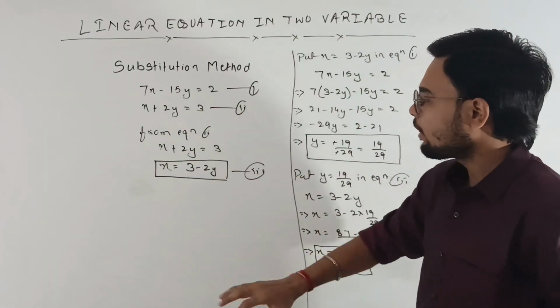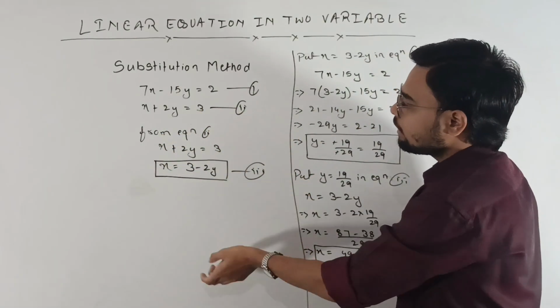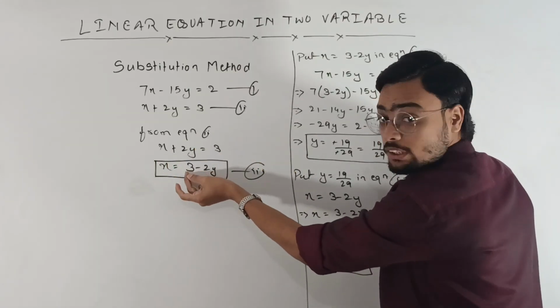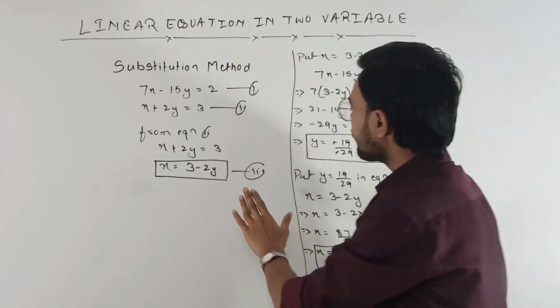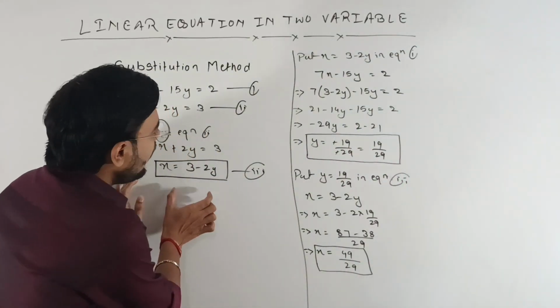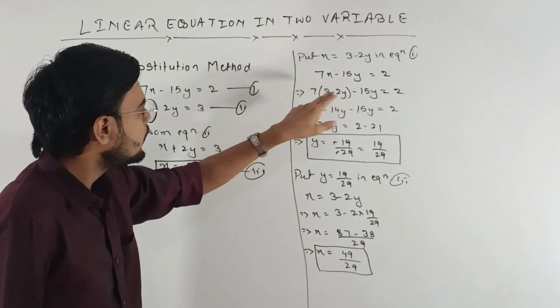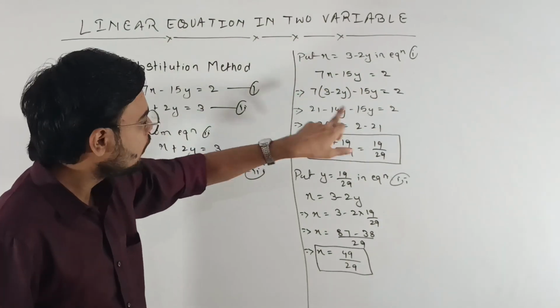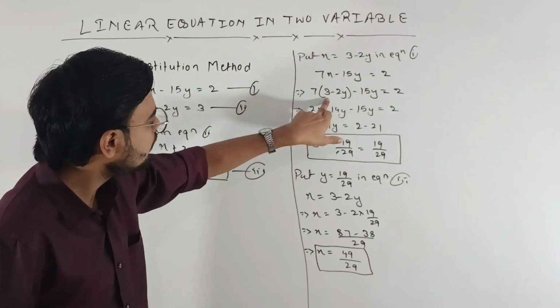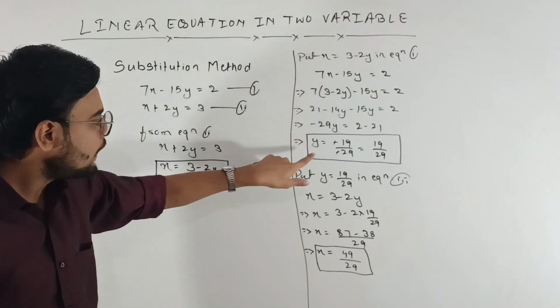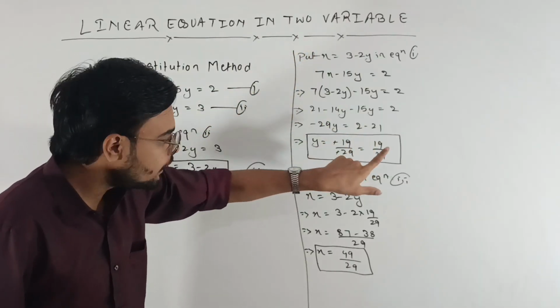Why? Because this is easy. That's why I pick equation number 2. Now after picking equation 2, I write x in terms of y, that is x = 3 - 2y. Now after this, I put this value of x in equation number 1, that is 7x - 15y = 2. In place of x, I put 3 - 2y. Now after putting, I solve this. Then I get y = 19 upon 29.